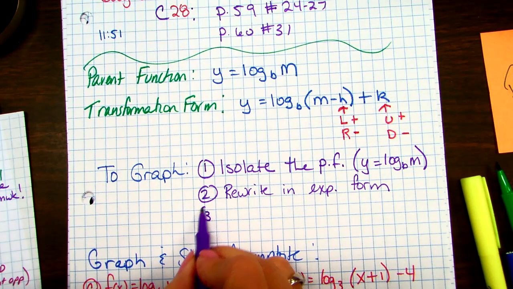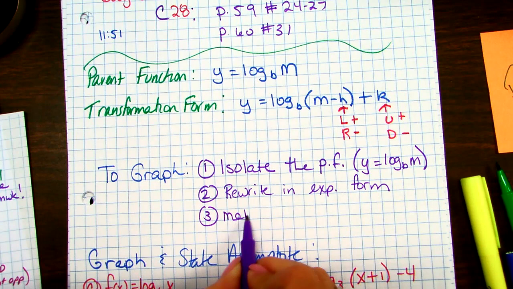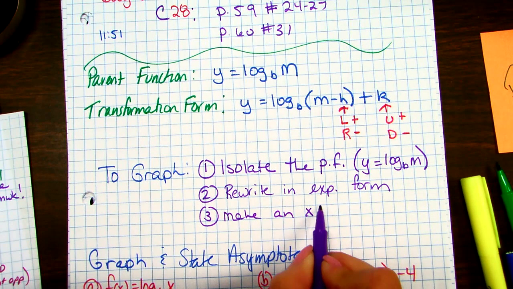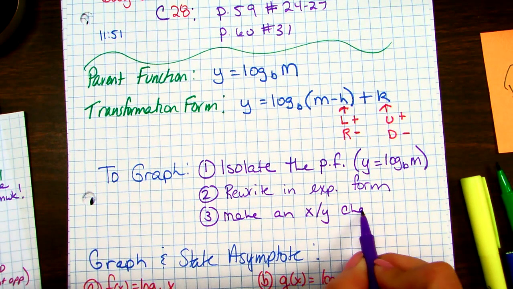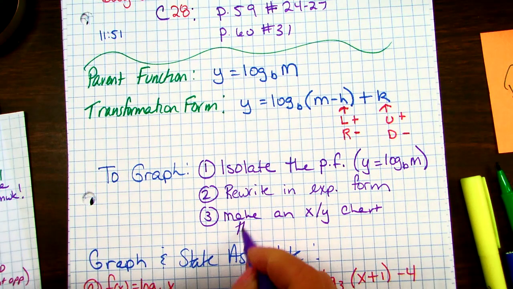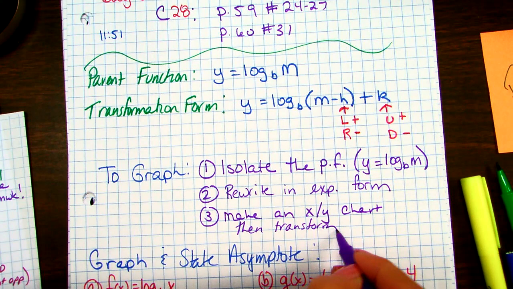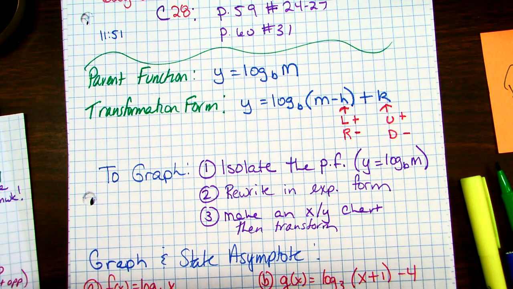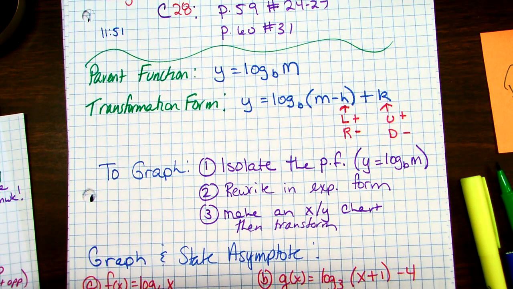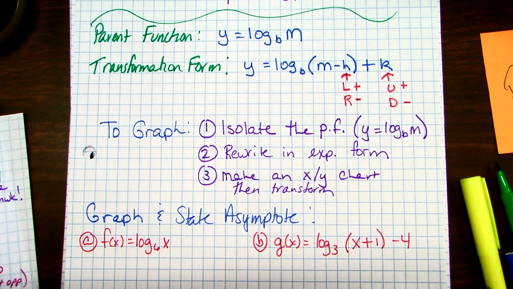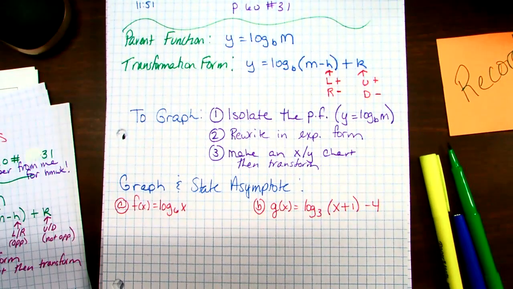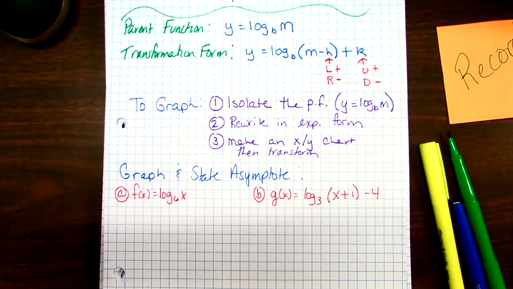And then the last step is make an XY chart, then transform, meaning if there's an H and K, you'll do your little parent function with X's and we'll move them. And I will show you everything you need to know with our only 2 examples, 5 homework problems. I'm going to give you a second to catch up.